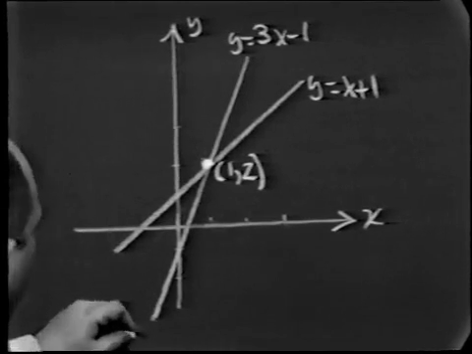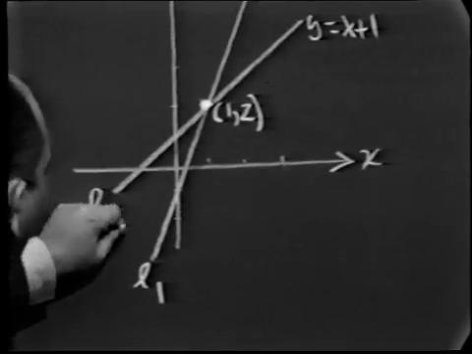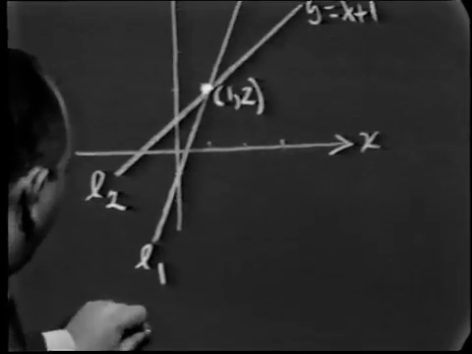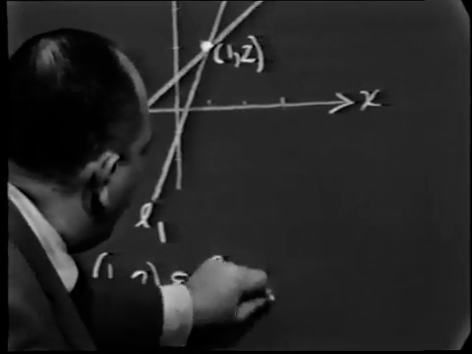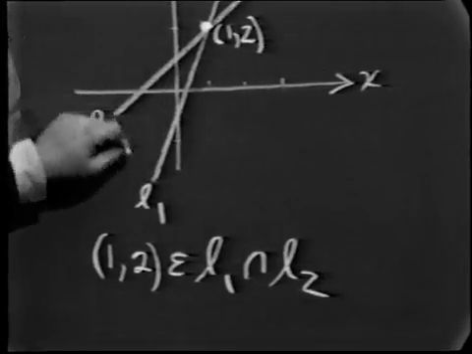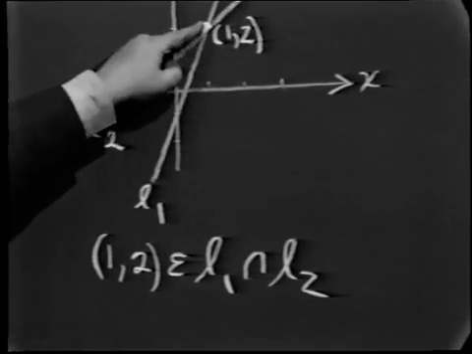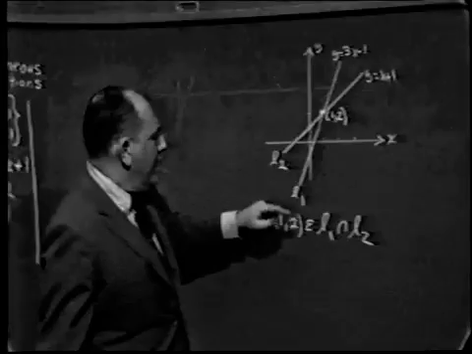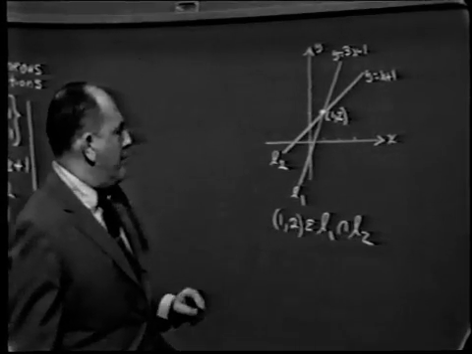In fact, if we call this line as before L1, and if we name this L2, in the language of sets, 1 comma 2 is what? The point which is the intersection of the two lines L1 and L2. Again, a geometric interpretation for an analytic problem. In fact, notice also how much mileage I can get out of the geometric picture.